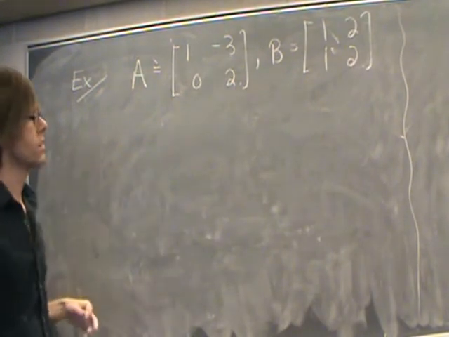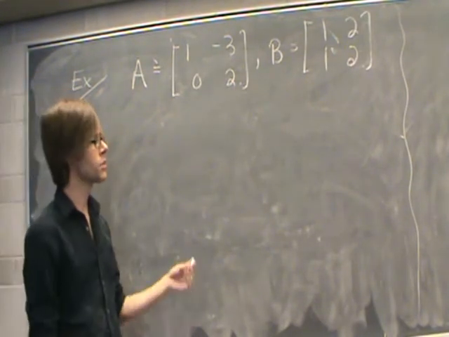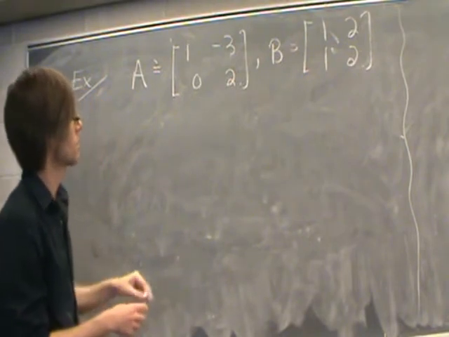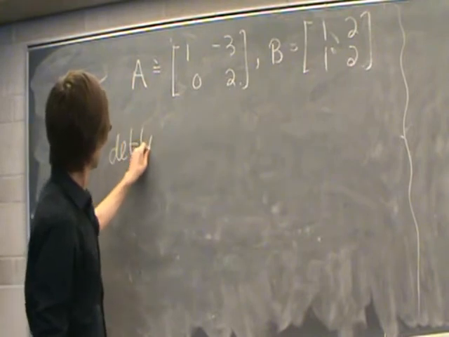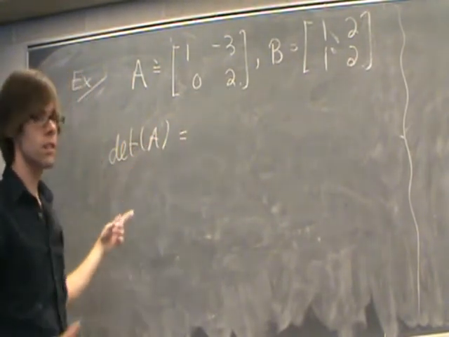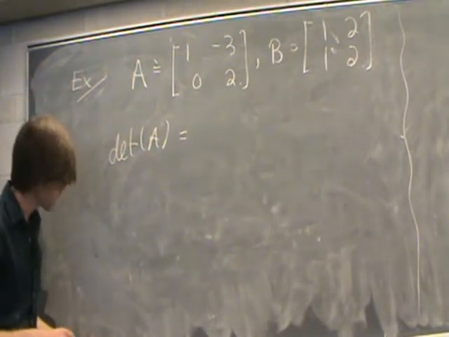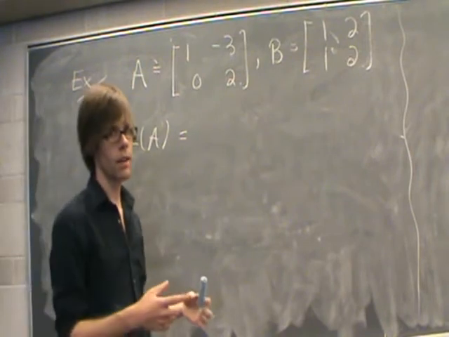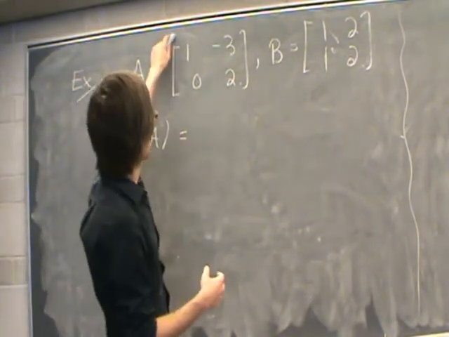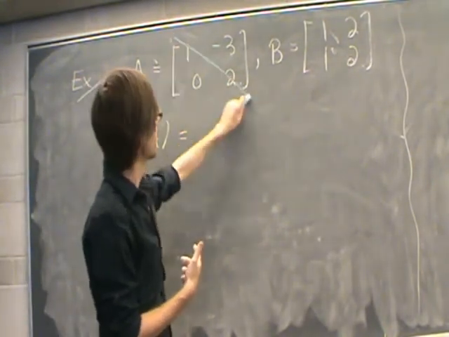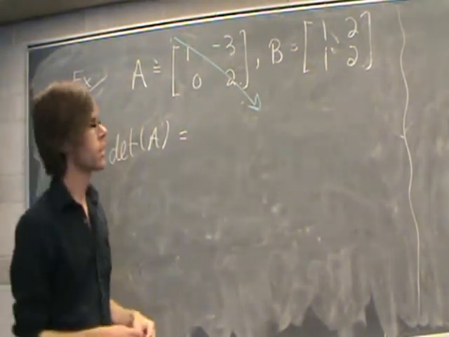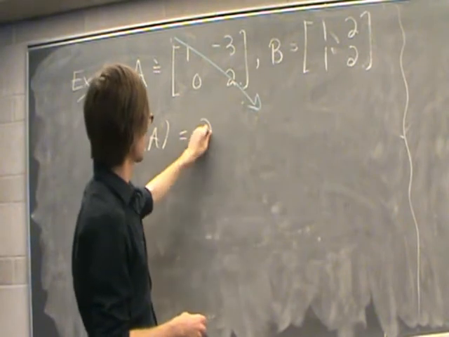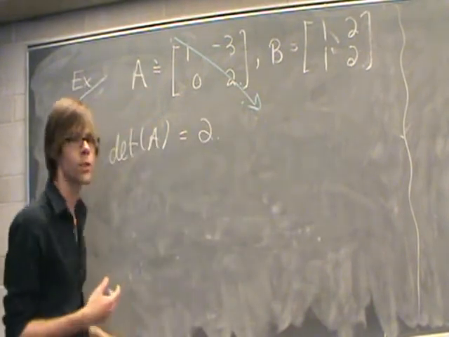So here's A, here's B. We're going to find the 2x2 determinants for each of these matrices. So let's start off with A. What is the determinant of A? How I like to think about it is as directed arrows. So I'm going to go from the top left down to the bottom right, and I'm going to multiply those entries together. So in this case I'm going to get 1 times 2 for 2.